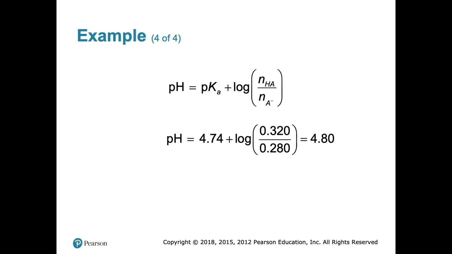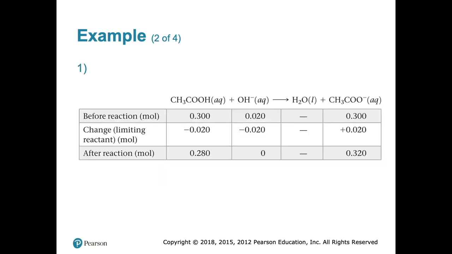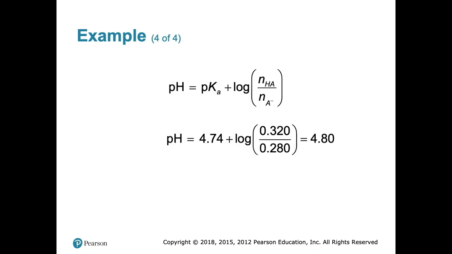Exactly. So quite easy. Plug in the Ka for acetic acid there, take the negative log of that, and you get 4.74. Then take the log of the 0.32 over the 0.28. Again, those numbers come from this ICE table, 0.28, 0.32. And you get a pH of 4.8 for the buffer that we just talked about.